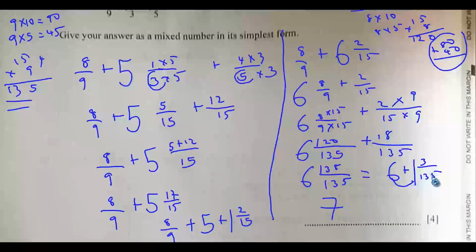So let's see, 3 goes in 3 once, so that will be 1 over. 3 goes in 13, that is 4 times, remainder 1. So you put it here, that will be 15. 3 goes in 15, that will be 5. So we have 1 over 45. So 3 over 135 can be reduced to 1 over 45. So that is the final answer there.